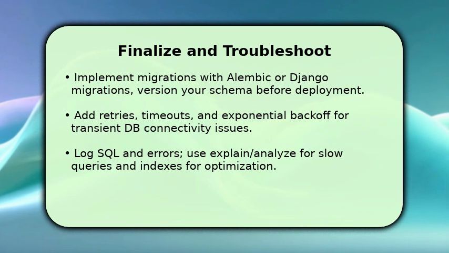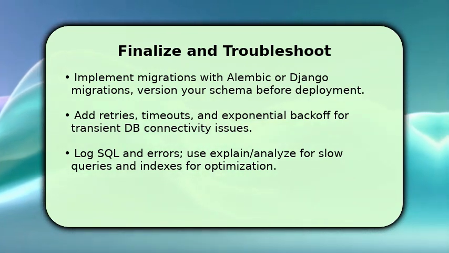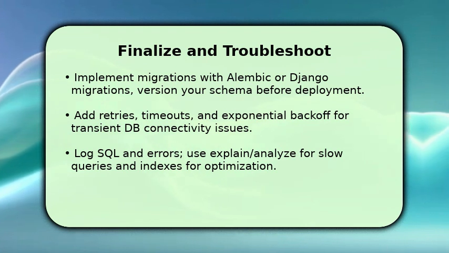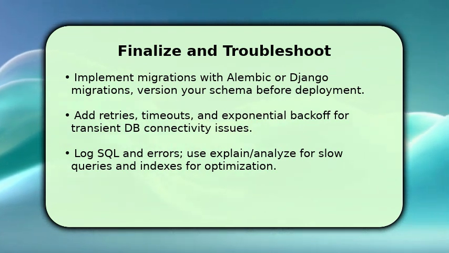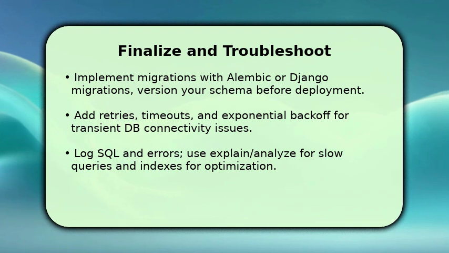Use Alembic or your framework's tool so schema changes are reproducible and reversible. Add connection timeouts, retry logic, and pool size tuning to handle production load. Once deployed, log queries and monitor latency. When things slow, run EXPLAIN or ANALYZE and add indexes where appropriate.